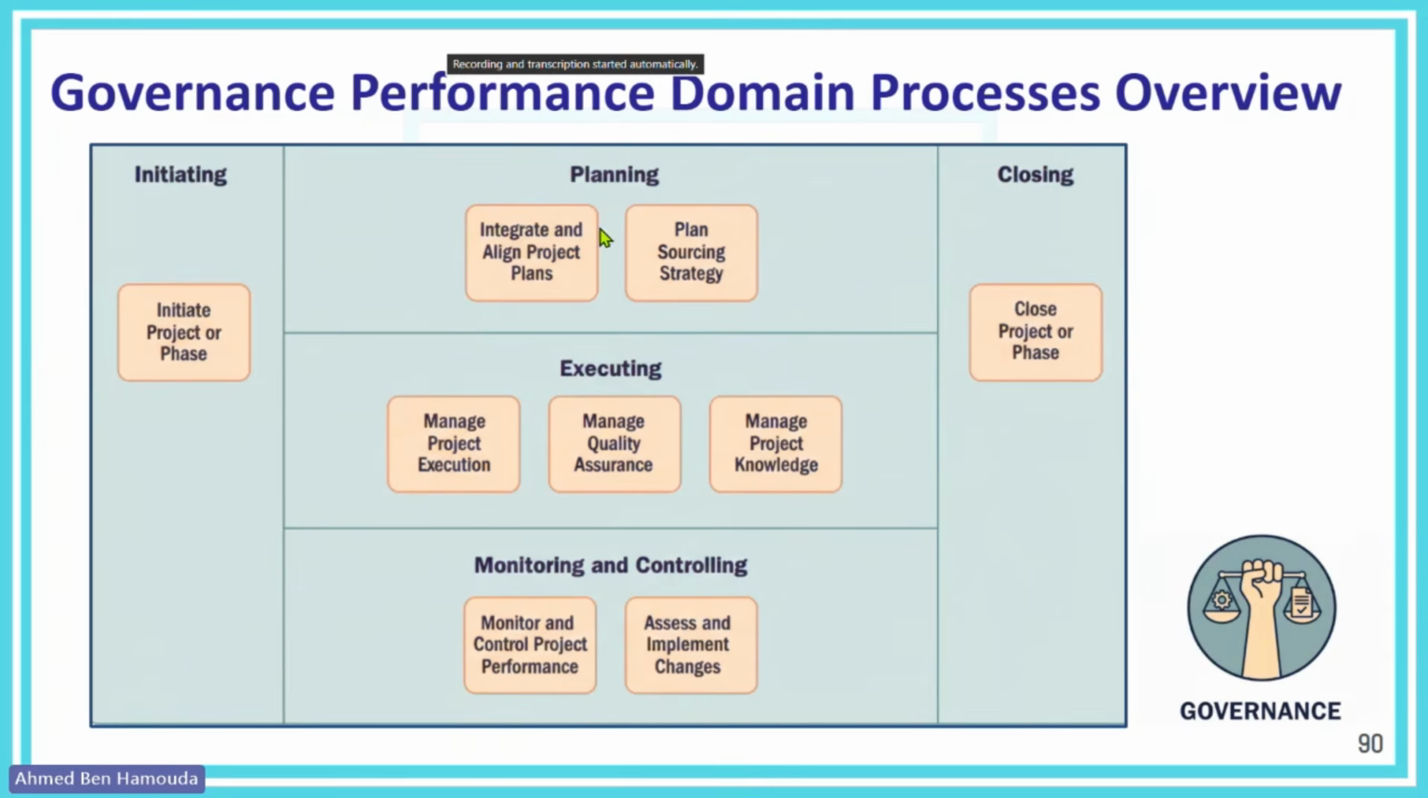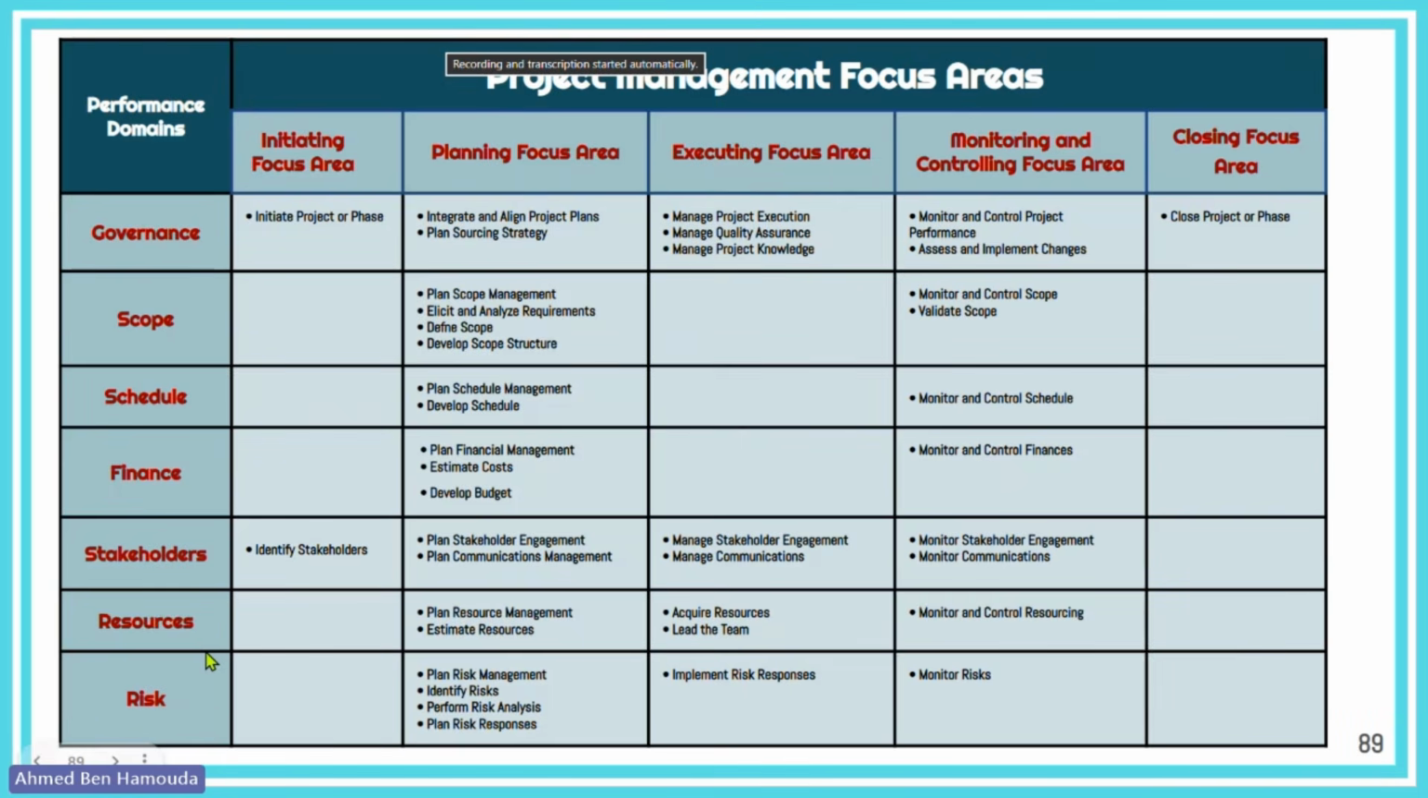9 processes for governance: initiating project, initiating for planning, integrate, align project plans and plan sourcing strategy. For executing, you manage execution, you manage quality, and manage knowledge. For monitoring and controlling, you monitor and control performance, assess, implement changes, and for closing, close. By the way, procurement has been taken out, sorry. It's now in an appendix in version 8, no more performance domain.